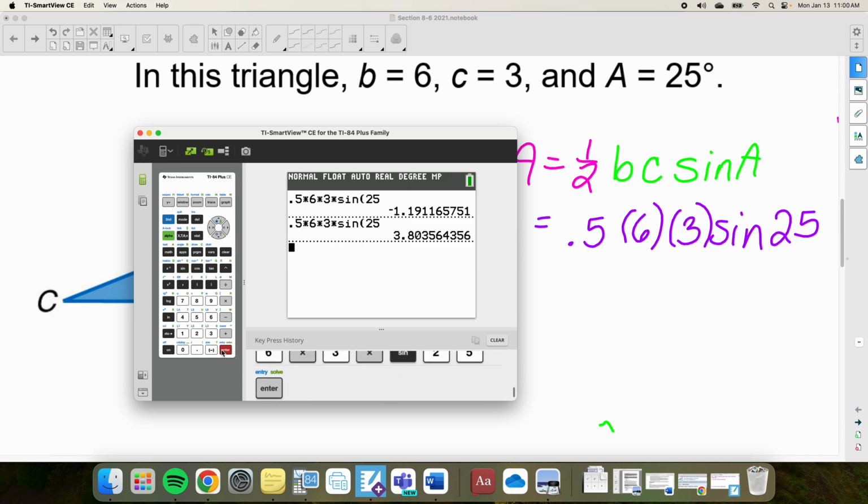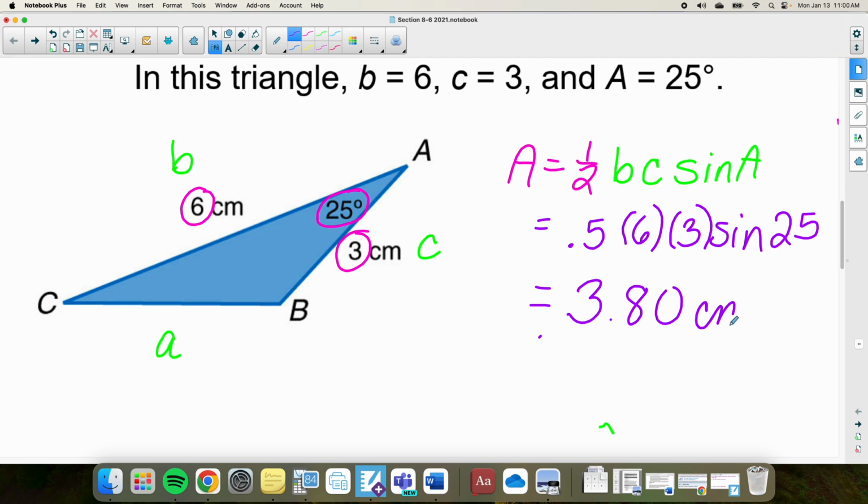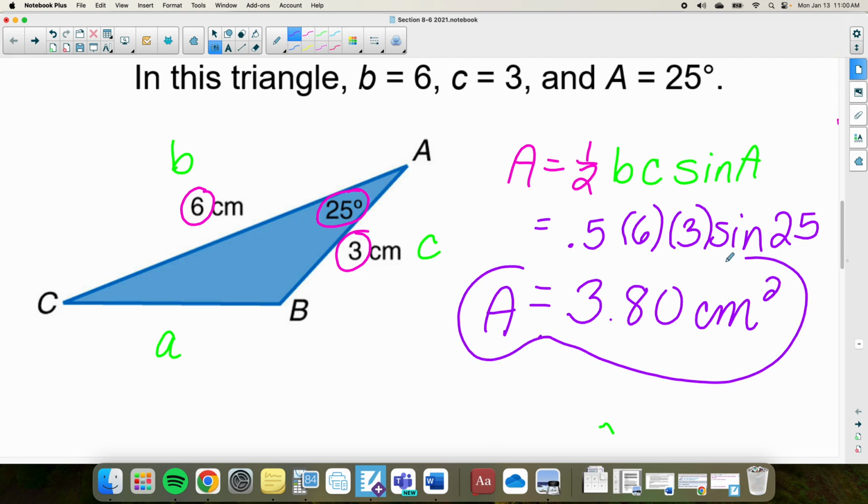Did you guys get 3.80? Yeah. Okay. So your area would be 3.80, and area is in square units. Okay? So that would be the area of that triangle.